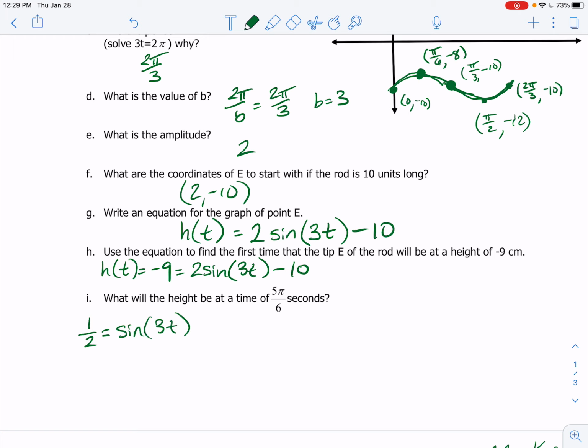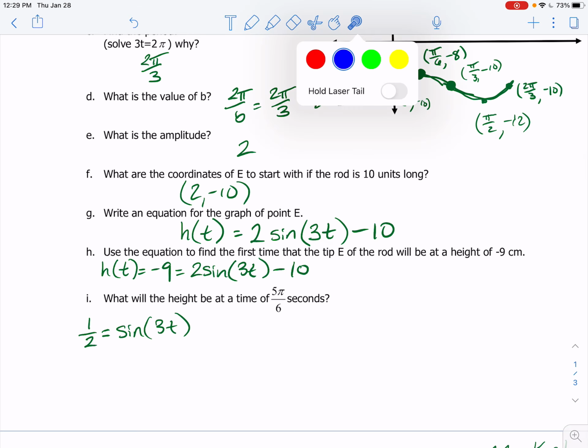This is something you know from the unit circle. So on this problem, I would expect you to be able to keep going without using a calculator. Often we'll see this question, use the equation to find when it is at a height of negative 9 within the first rotation, is how they ask it on the homework. I just worked the homework.